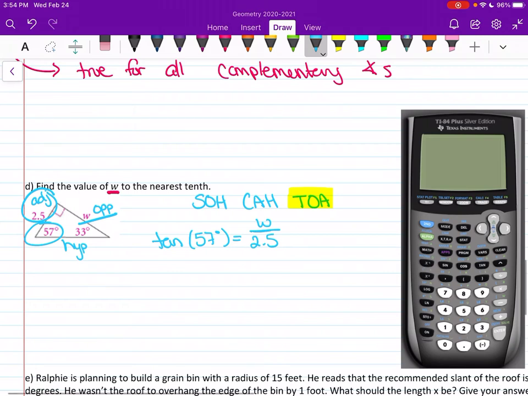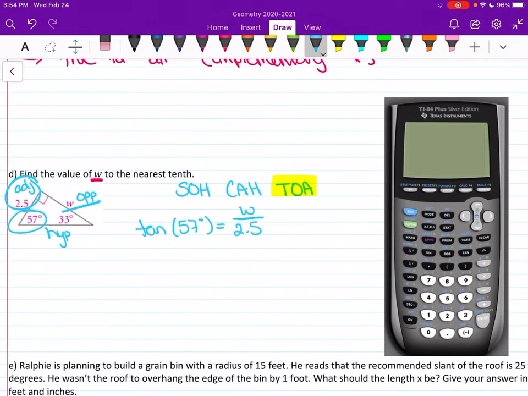So then in my calculator, I'm going to type tangent of 57. Tangent is this button right here. So I'm going to hit tangent, and then I'm going to hit 57. And when you do that, let me make sure my calculator is in degrees, yeah, okay. You should get 1.5398 and so on. And that's W over 2.5.